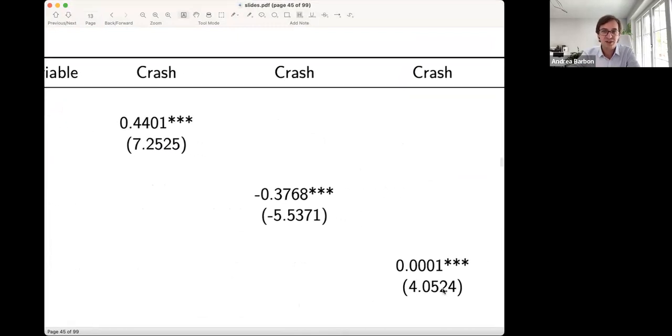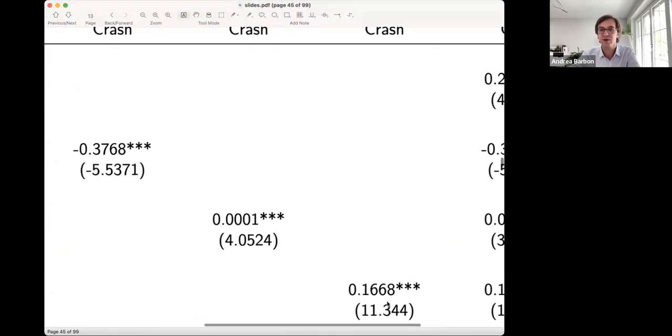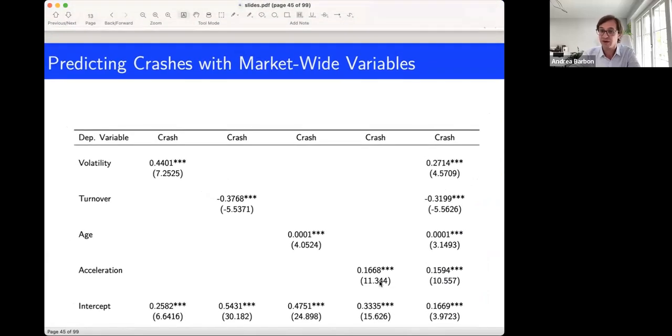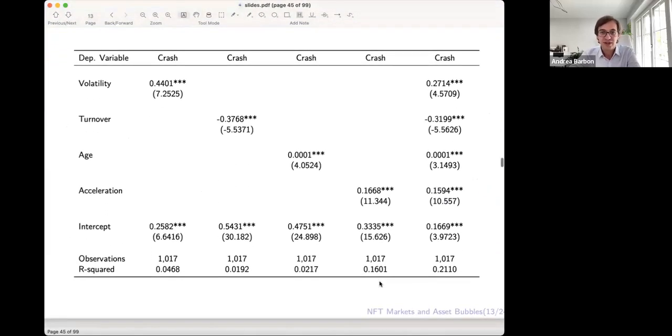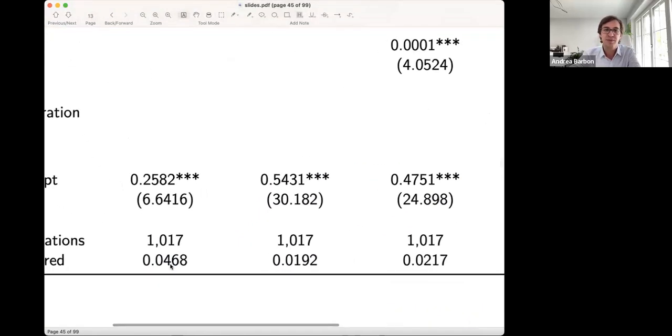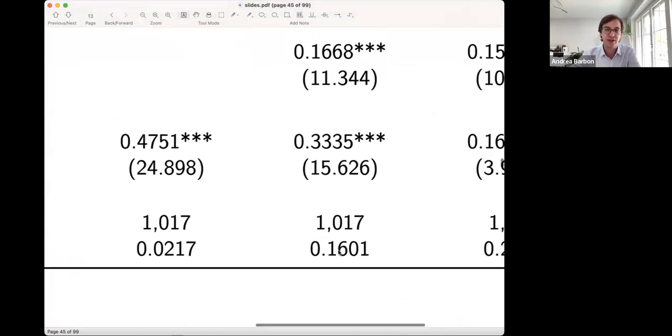And we also have age, but this effect is very small. And finally, we have acceleration, which is the most important variable. And the higher is the price acceleration, the higher is the probability of a crash. Okay, so let's have a look at the R squared here in this last row. Okay, so as you can see, volatility is able to explain about 5%. Then we have turnover explaining like about 2%. Age is also explaining only 2%, but the acceleration is explaining about 60% of the variation in the dependent variable.